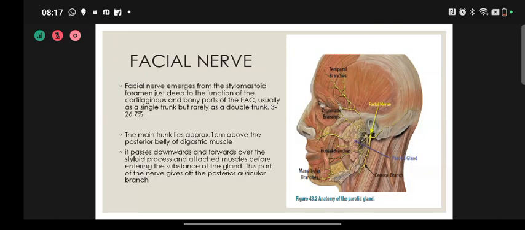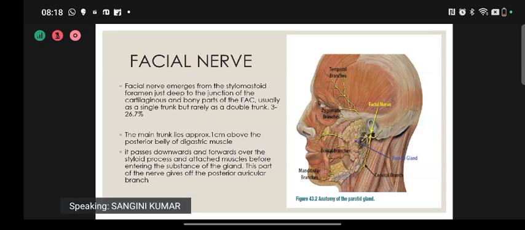Now, coming next is the facial nerve. The facial nerve emerges from the stylomastoid foramen, just deep to the junction of the cartilaginous and bony part of the external auditory canal, usually as a single trunk, but a double trunk may also occur in a few cases, in 3 to 26% of cases, and it is usually associated with other anomalies of the external ear or the pinna. The main trunk lies approximately 1 centimeter from the posterior belly of digastric. It passes downwards and forwards over the styloid process and attached muscles before entering the substance of the gland.